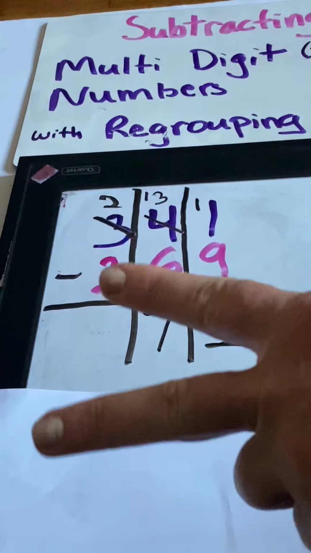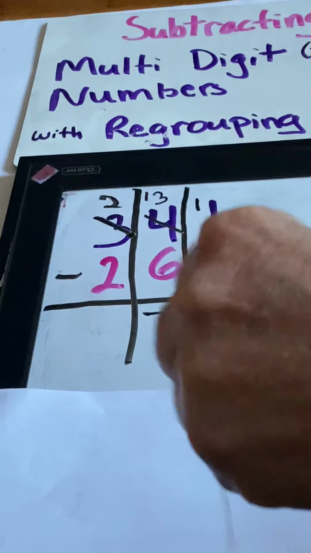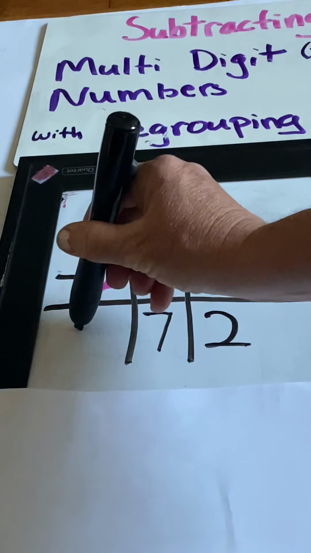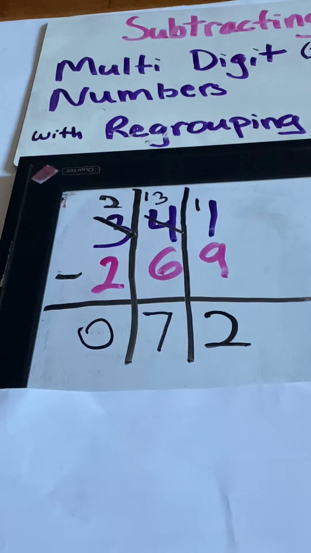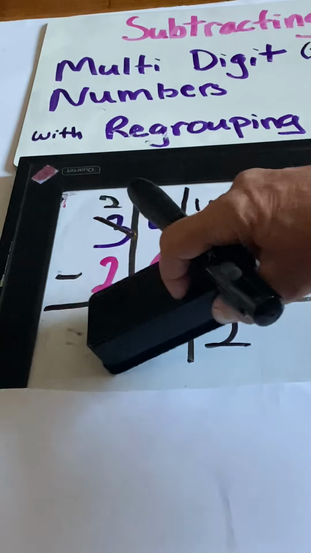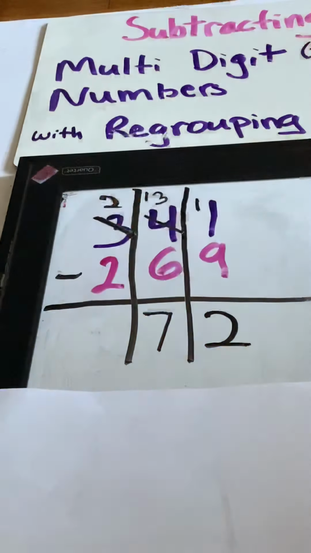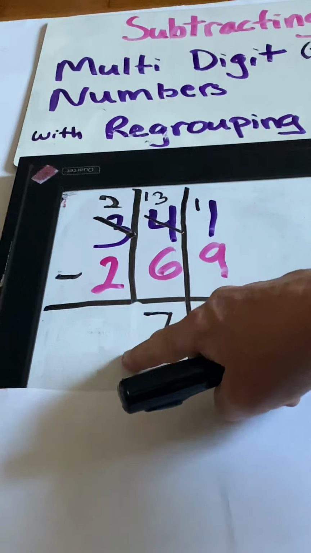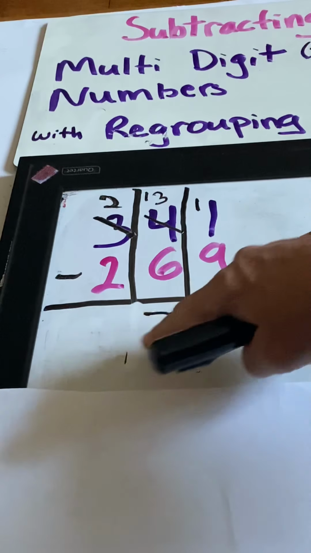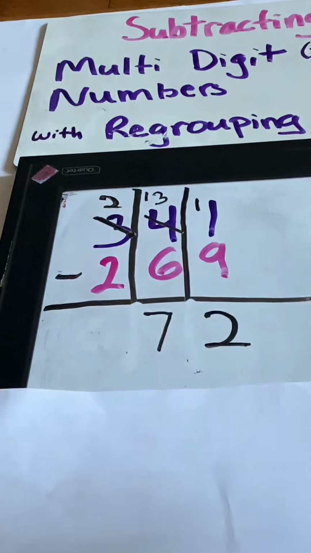So I do have 2, and I can take away 2, and then I would have 0. So this is a 0. You can fill the 0 in if it's helpful to you, or you wouldn't have to have the 0 there. You just know there's nothing there because 0 is nothing. And then I like to erase my lines. You can erase your lines in between, and your answer is 72.